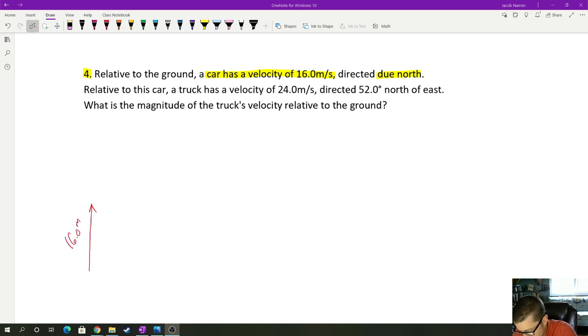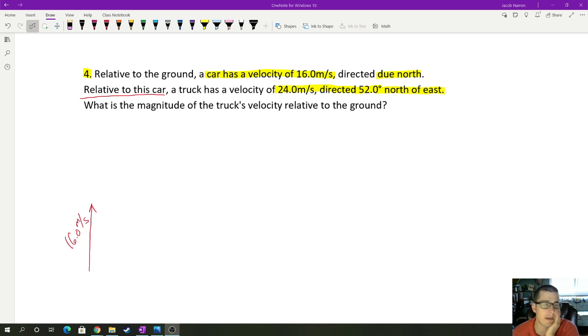Relative to this car, a truck has a velocity of 24.0 meters per second, directed at 52.0 degrees north of east. So what that means is, from the car's perspective, that truck is going 52.0 degrees north of east, but at a velocity of 24.0 meters per second. That's from the car. We need to find out what is the magnitude of this velocity relative to the ground.